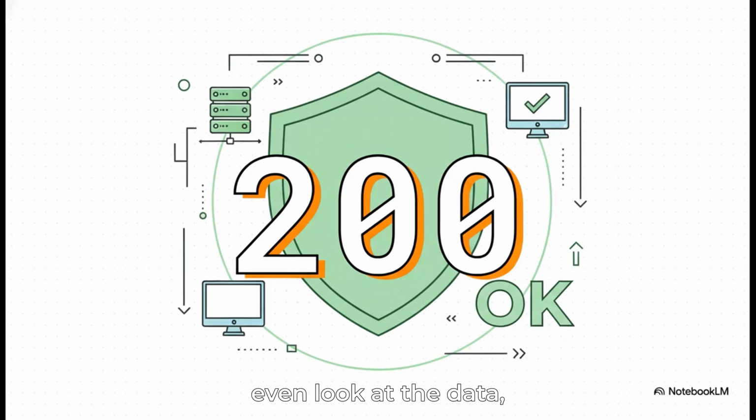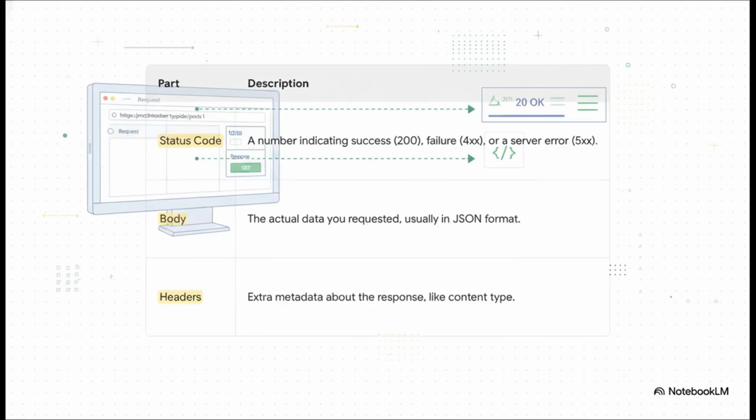Now, before you even look at the data, the very first thing you should check is the status code. If you see 200 OK, that's the universal signal for success. It means the server understood your request, it found what you asked for, and it sent it back with 0 problems. So every response has 3 key parts.